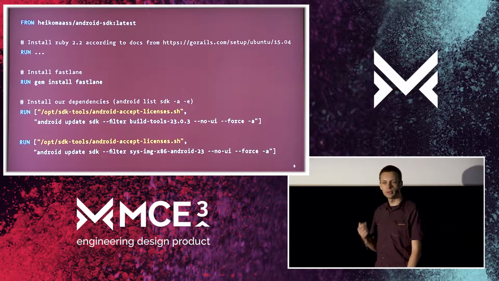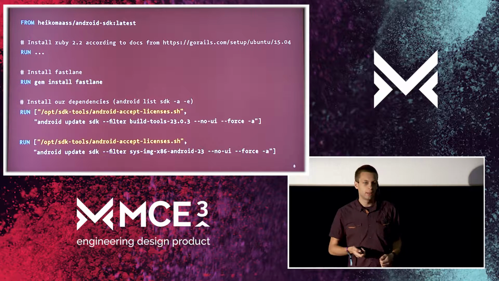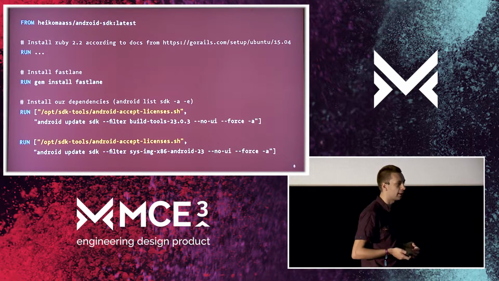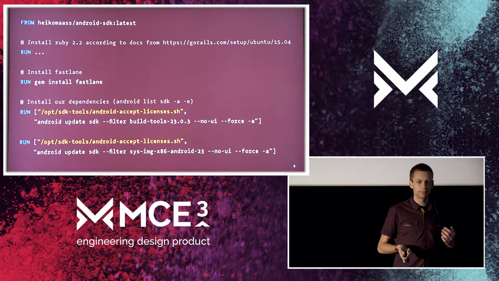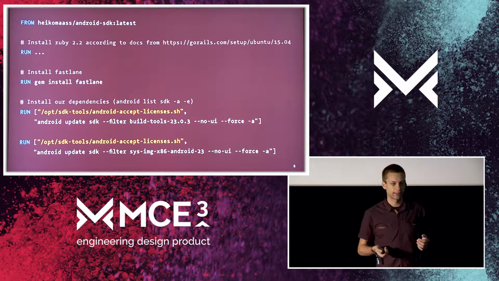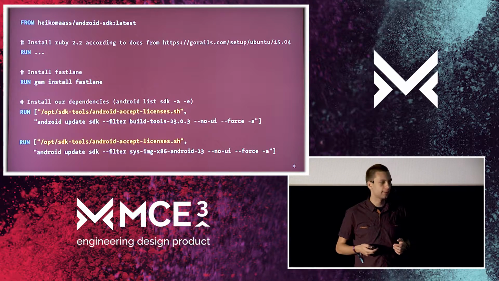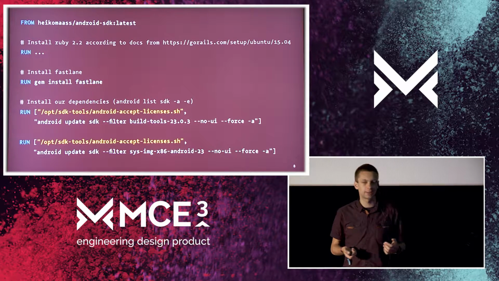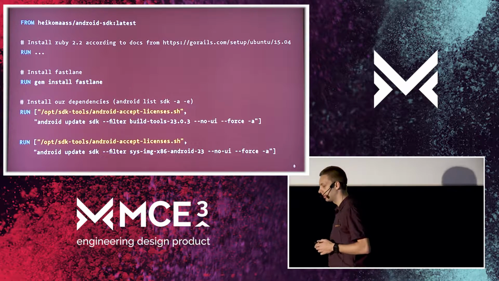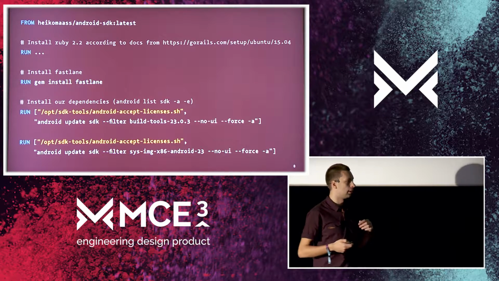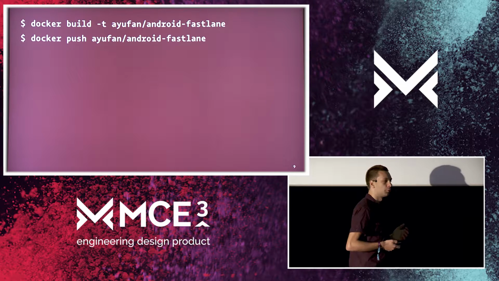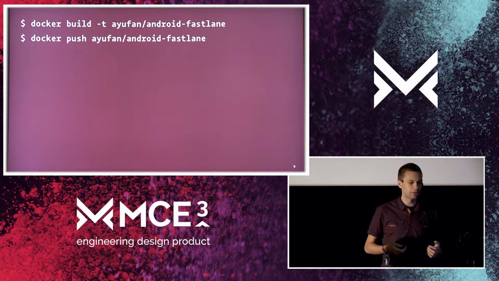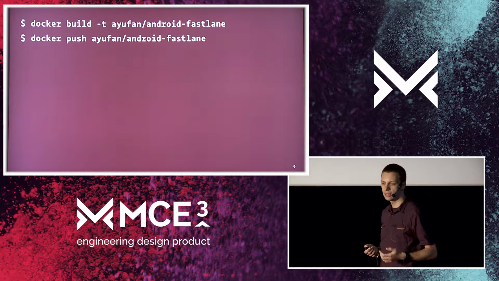In this case, I found an image on Docker Hub. Docker Hub is a registry where anyone can contribute Docker images. I found this Docker image for Android SDK, and it appears that all I had to do was install Fastlane on this image and add some missing pieces like build tools and the Android testing emulator image. Later, I had to push this image to my own repository on Docker Hub.